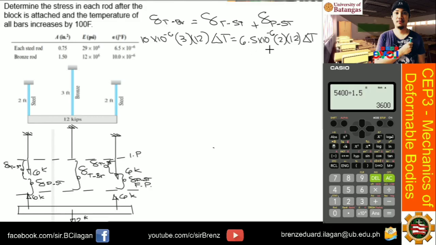And then isulat ko na lang dito sa baba. So plus yung PL over AE. Or that is 6 kips yan, so gawin kong times 1,000. And then yung length ng iyong steel rod which is 2, so multiply mo ng 12, all over A na 0.75, and then times E na 29 times 10 to the 6.